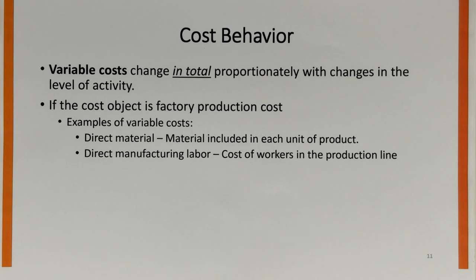Variable costs change in total proportionately with changes in the level of activity. Some good examples of variable cost for a factory would be direct material, the material that's used to make each one of our products. We make more products, more units of activity, more units produced, the cost of the direct material is going to go up. Also, direct manufacturing labor increases as we produce more units. The more units we produce, the more labor cost we are going to have.